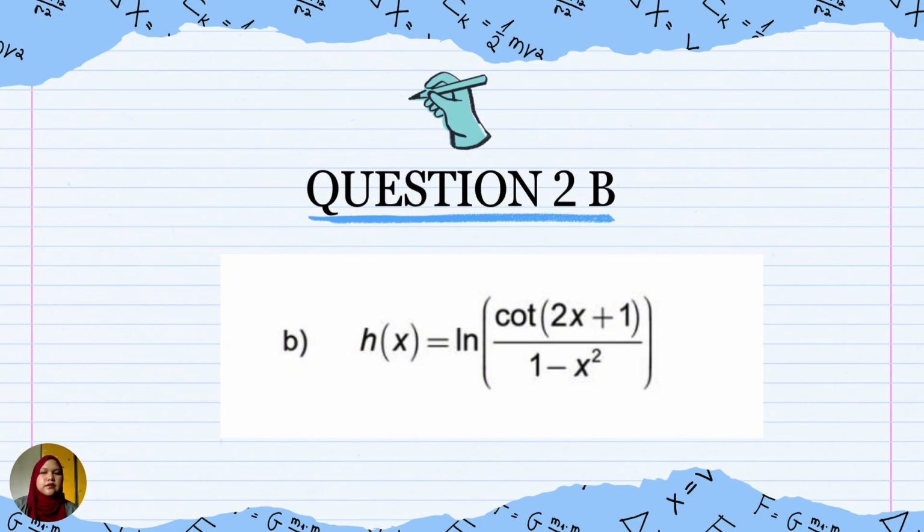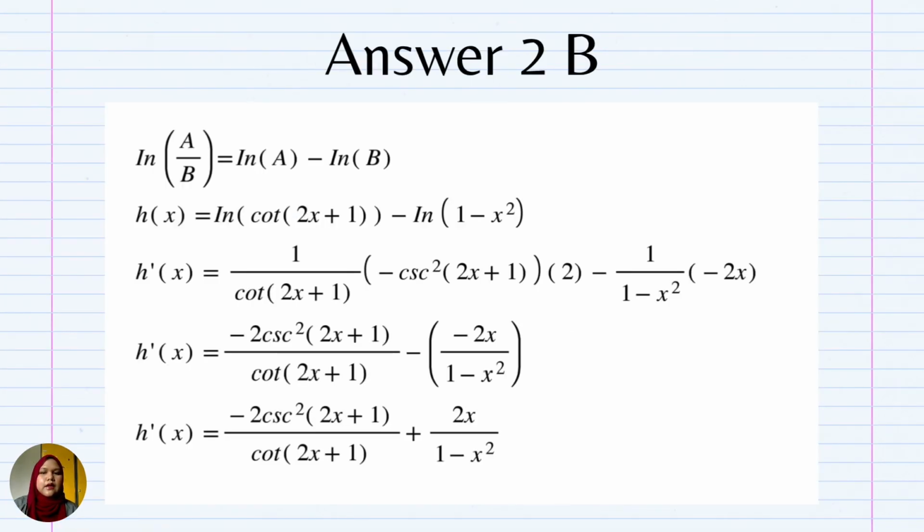Now I will explain question 2b. The question asks us to find the derivative of this function, which is h(x) equal to ln of (cot 2x + 1) over (1 minus x squared). First, we use the logarithm quotient rule as shown at the top. So we change the fraction into subtraction. By applying this formula, we get h(x) equal to ln(cot 2x + 1) minus ln(1 minus x squared).